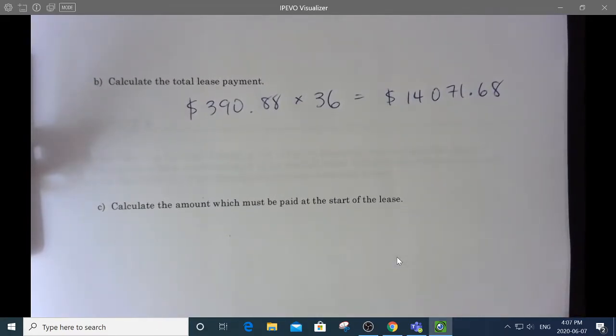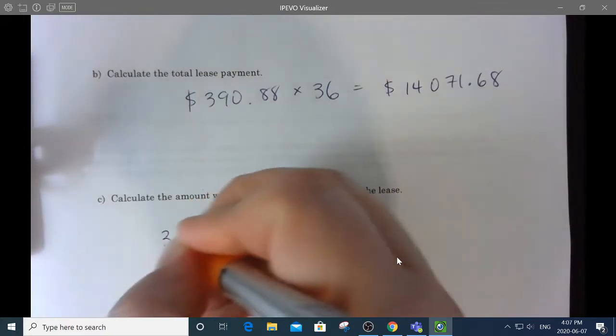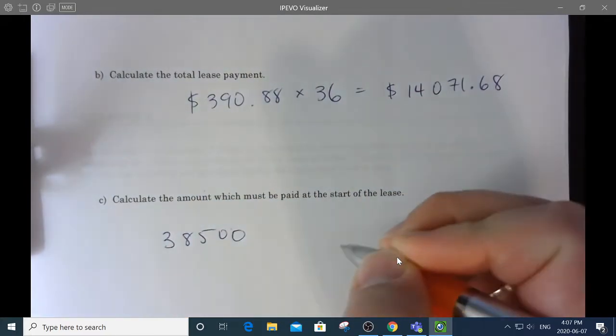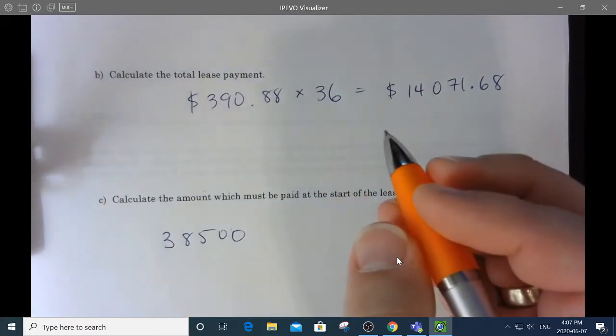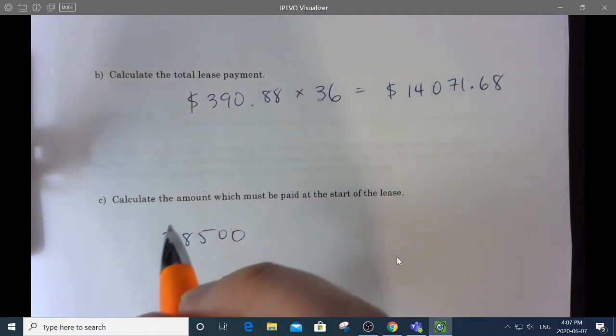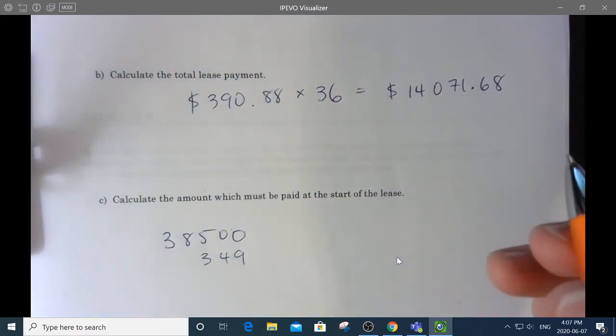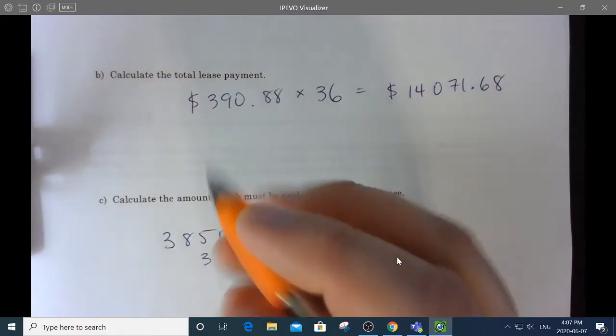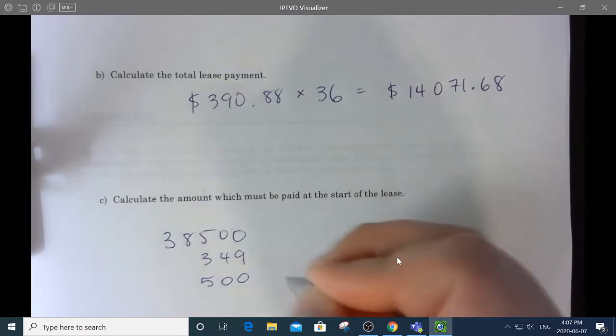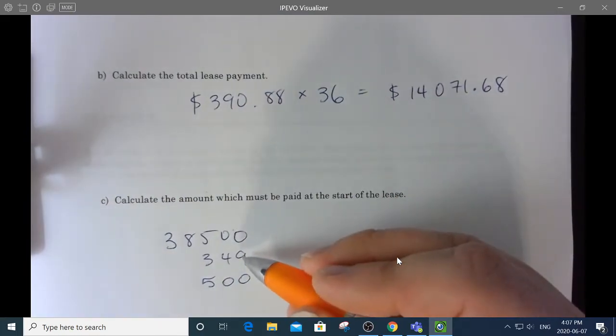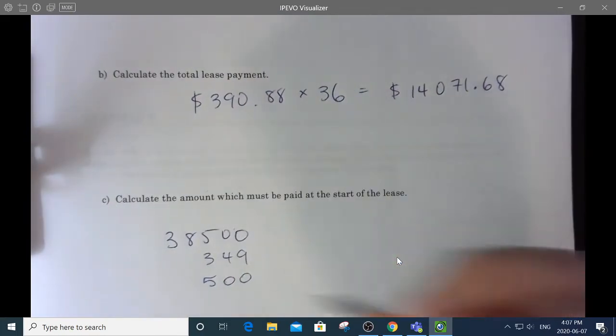Okay? Calculate the amount which must be paid at the start of the lease. Okay, so at the start of the lease, we have to pay the down payment. We have to pay 1 month's payment, which was, what was it again? $349. So $349. And then we had to pay a security deposit of $500, which is a little more than usual. Usually, again, it would only be like $350, but oh, this dealership's more.